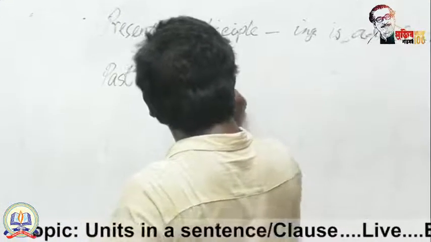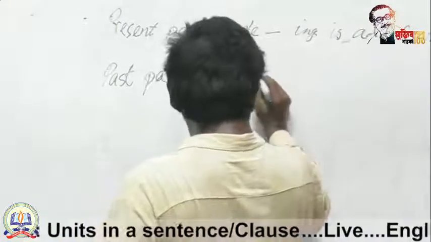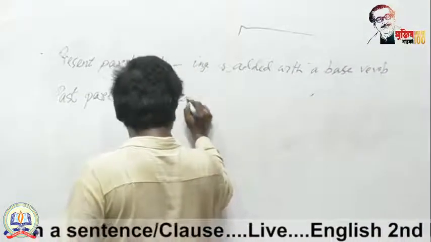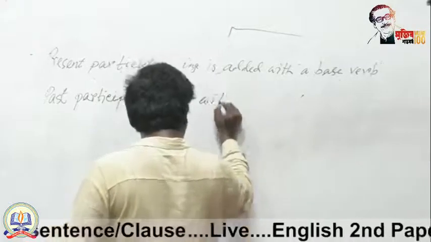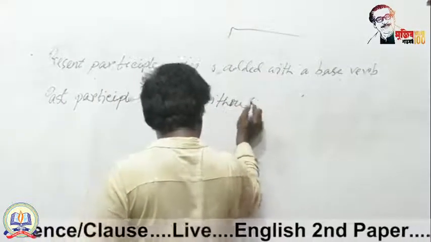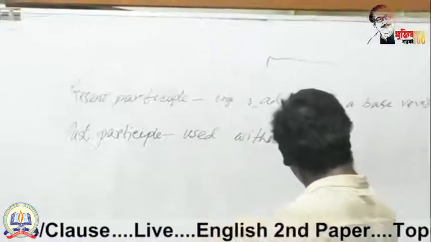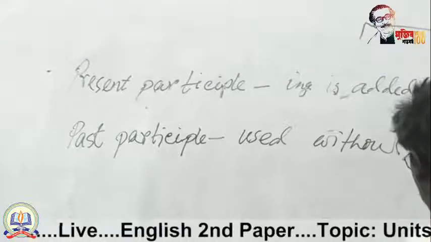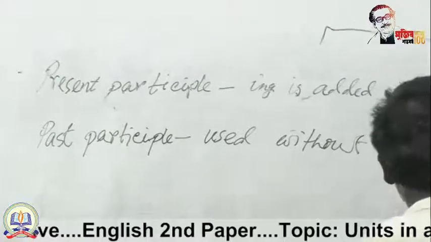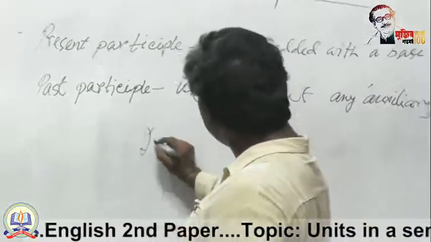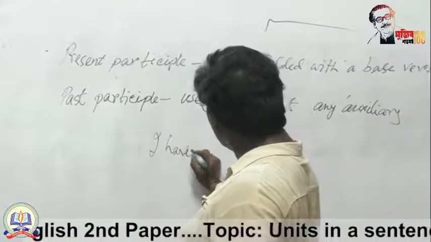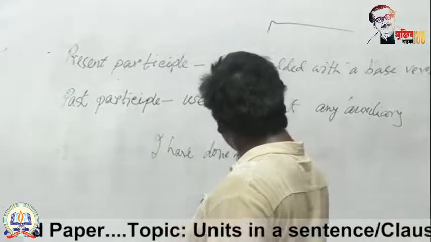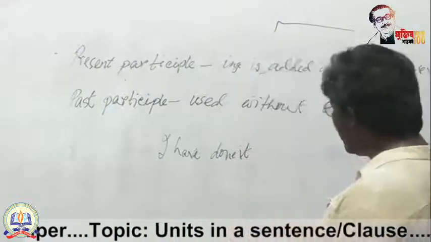Past participle means a past participle used without any auxiliary. For example, I have done it. I have done it.